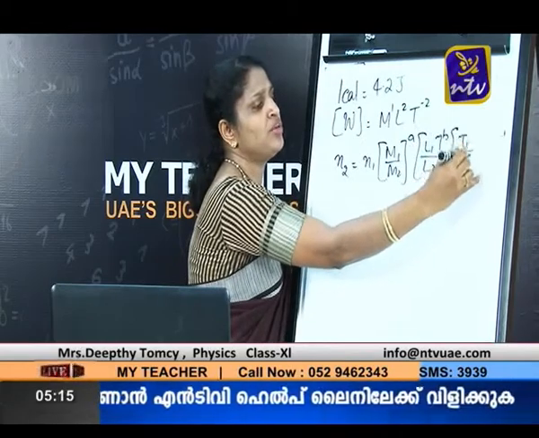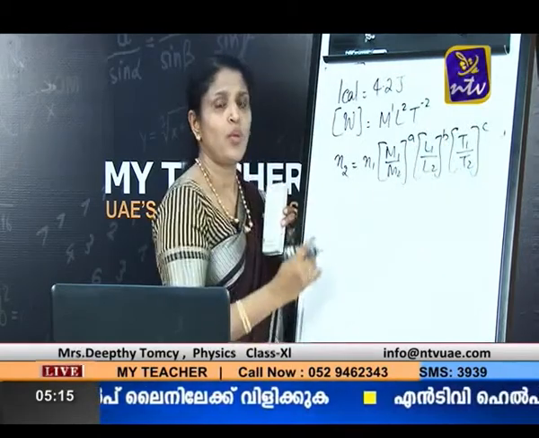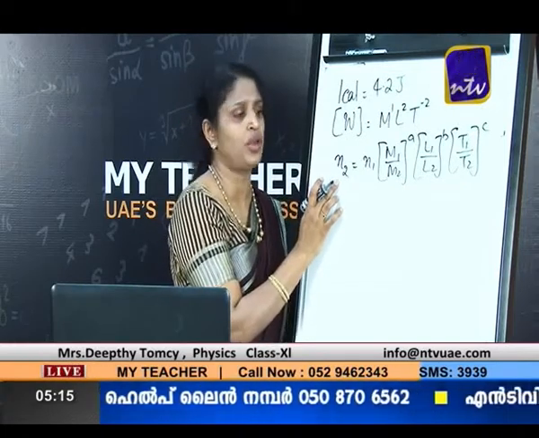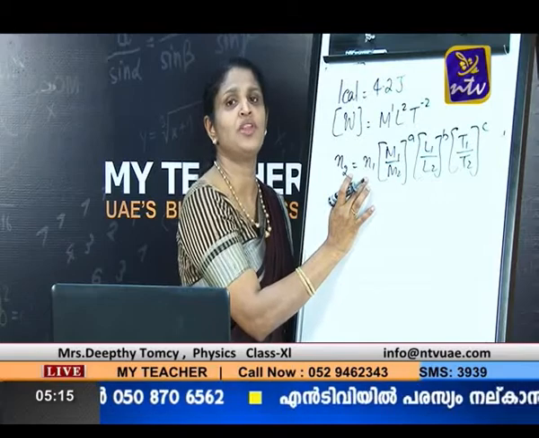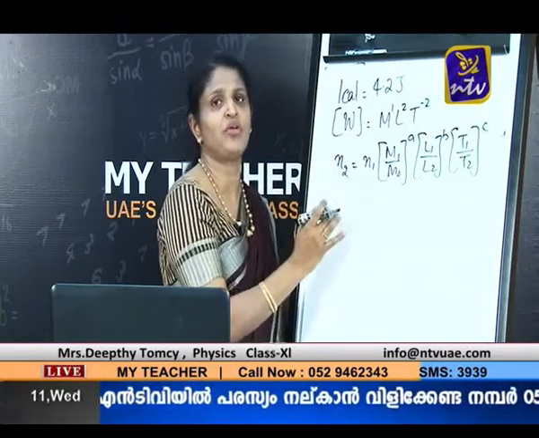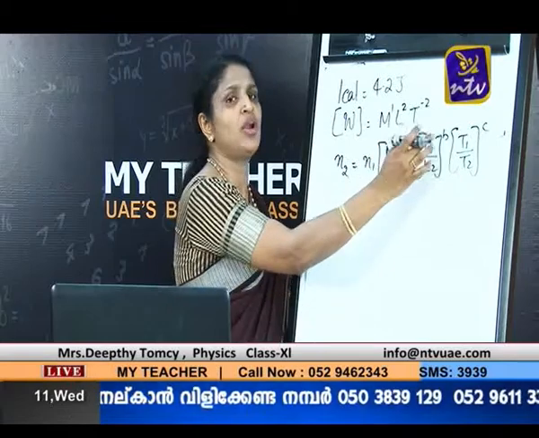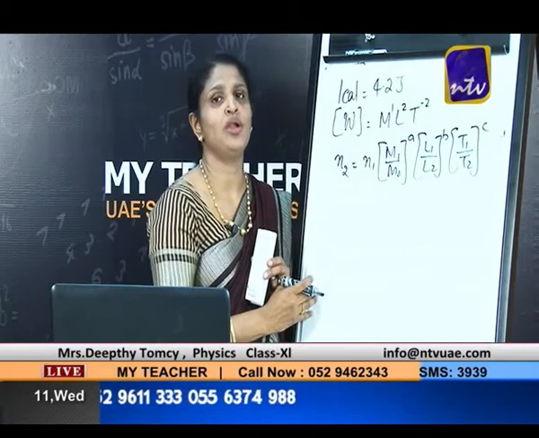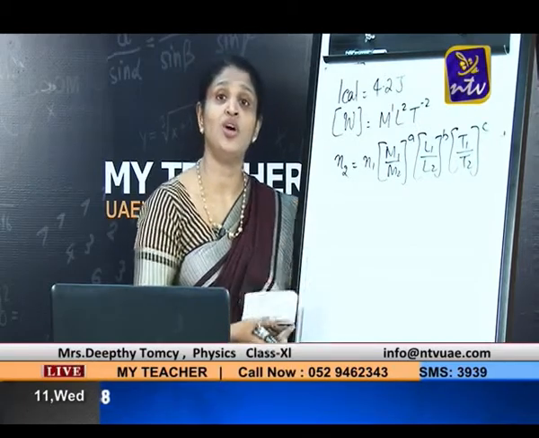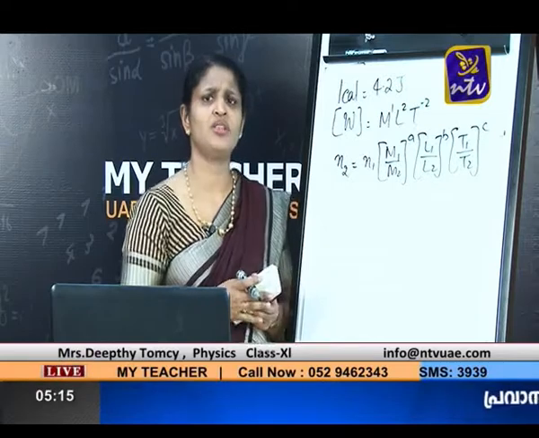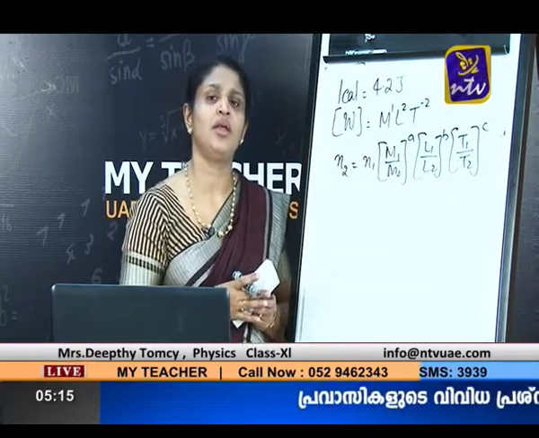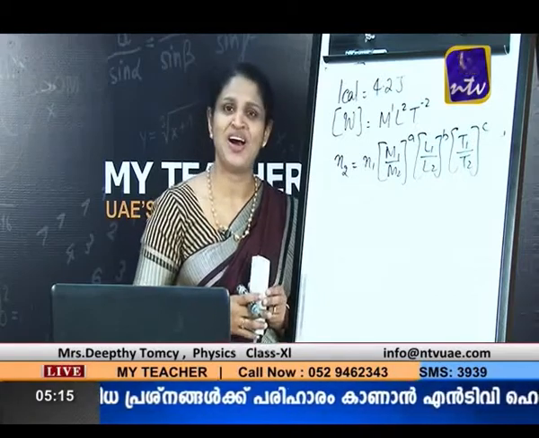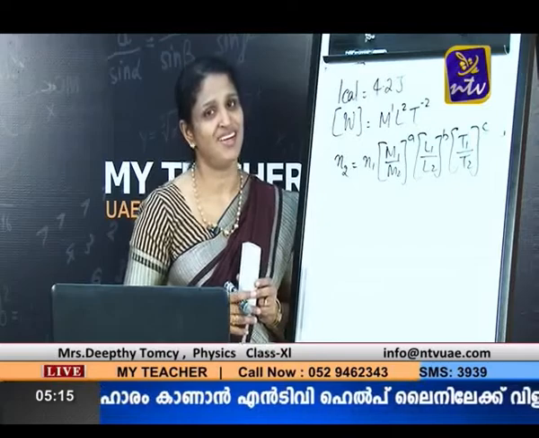and (T1 by T2) the whole raised to c, where n2 shows the value of that physical quantity in the new system of units, and n1 shows the value of the physical quantity in the given system of units. M1, L1 and T1 stand for the base quantities in the given system. M2, L2 and T2 stand for the base quantities in the new system of units. Then what do these powers a, b and c represent? a, b and c represent the powers to which mass, length and time are raised.